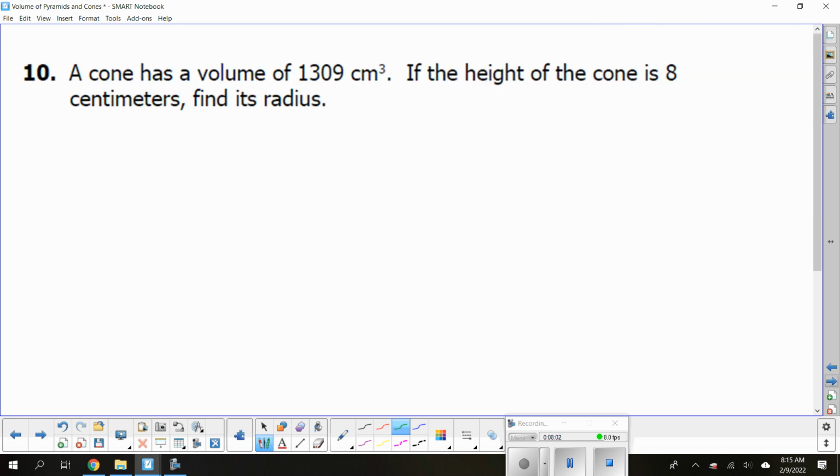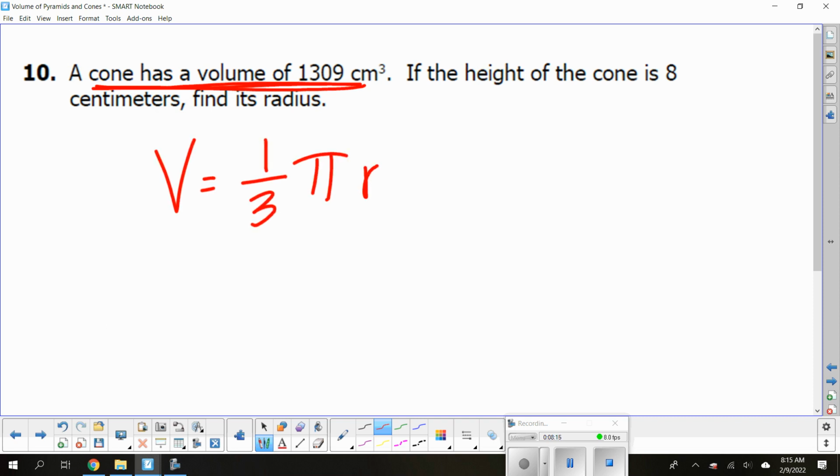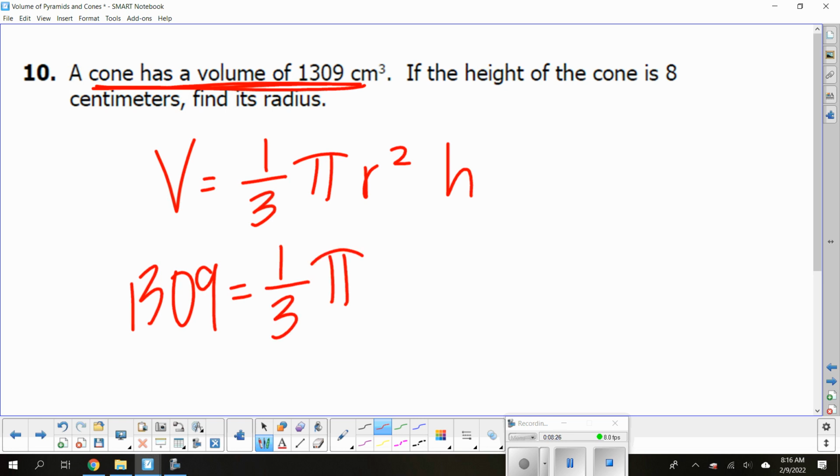Okay, on number 10, it's a word problem. So remember, what I have to do is identify my shape. It says a cone has a volume of this. So I want to write the volume formula of the cone and fill in the pieces as I go. So it tells me my volume is 1,300. 1/3 is never going to change. Pi never changes. It tells me I have a height of 8 centimeters. And it asks me to find the radius.